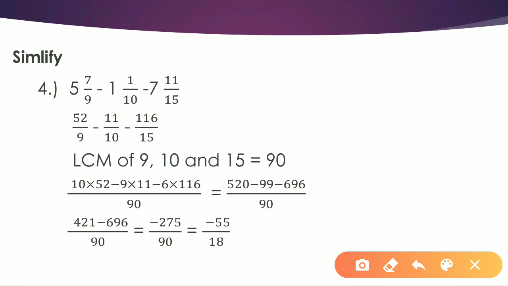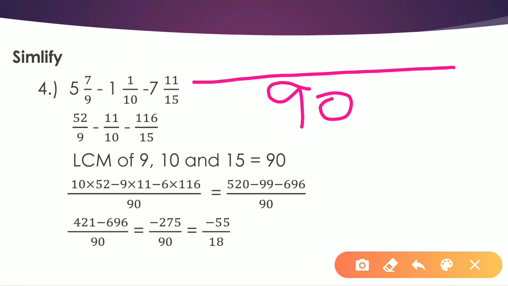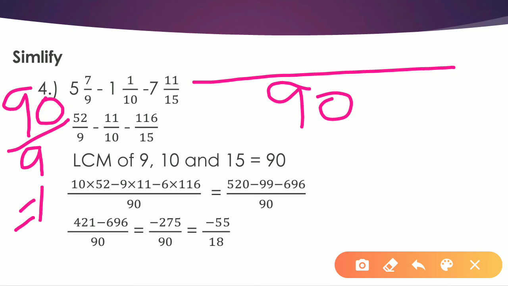Here as you can see, the denominators are not equal. So for simplifying this type of question, you need to take the LCM. The LCM of 9, 10 and 15 will be 90. So apply the same procedure. First of all, in the denominator write 90 and then one by one divide this LCM by the denominators. Divide the LCM by the denominator of the first rational number, which is 9. This gives you 10. Multiply this 10 with the numerator of the first rational number, which is 52.